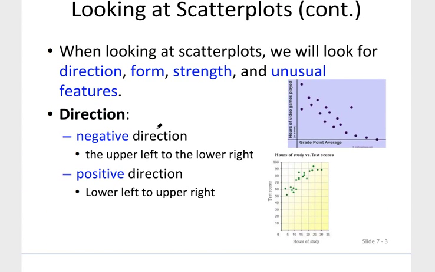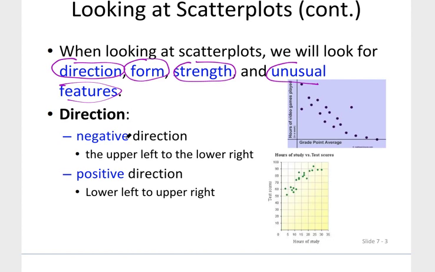So there are four things that you want to look at. Remember when we talked about histograms and data, you were to make a list and write about the different things that you notice. So with scatter plots, it's these four things. You're going to just make a list and discuss these four things: direction, form, strength, and any unusual features.